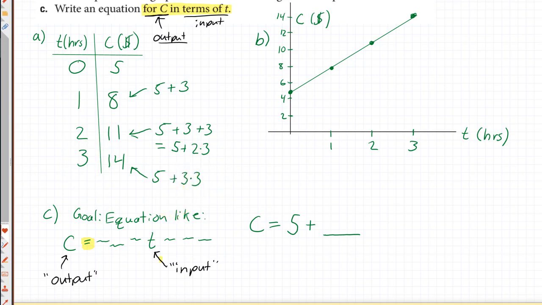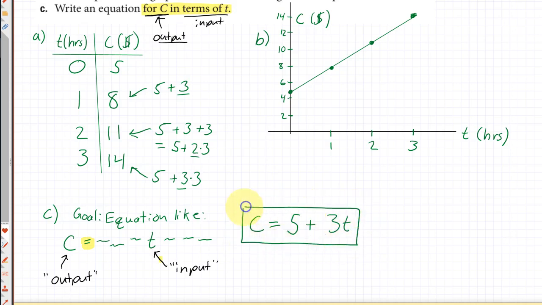If you spend 3 hours on the bike, then you do 3 plus 3 plus 3, also known as 3 times t. In general, what we're doing with all of these is we're taking the number of hours and multiplying it by 3. So we can write that as 5 plus 3 times t. And that is an equation for c in terms of t.